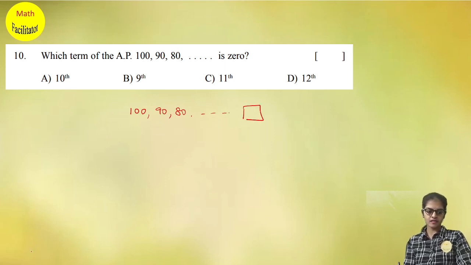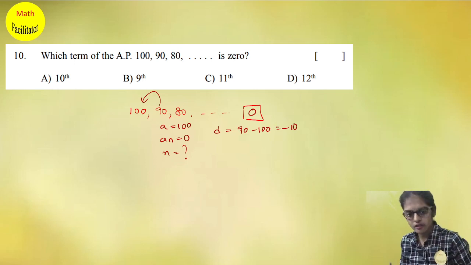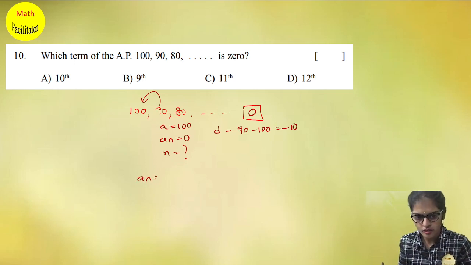Which term is 0? Okay, that means AN is 0. N I should find. A is 100, the first term. The common difference is 90 minus 100, it is minus 10. Understood? So which term is 0? How will I know? So AN should be 0.